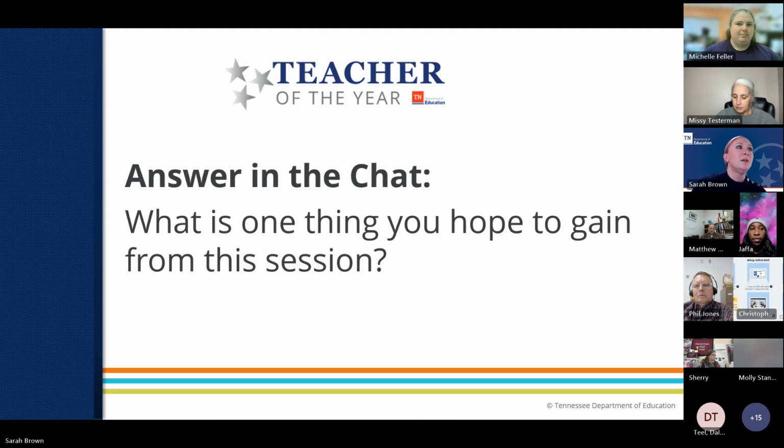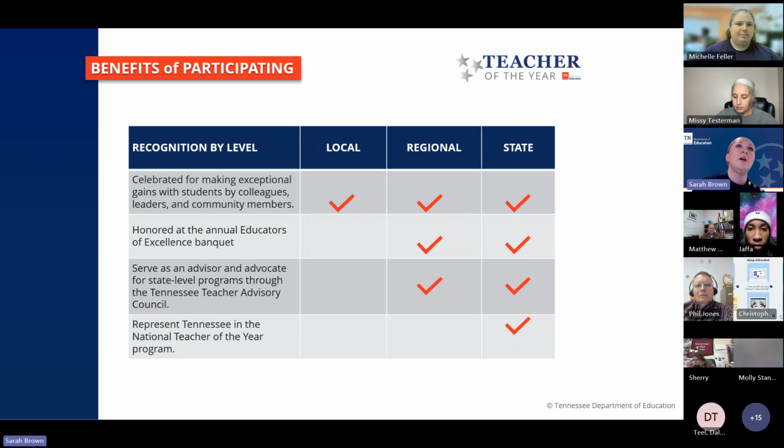forward. So, the benefits of participating. While the application process requires a little bit of time and attention to detail, there are many benefits to participating in this process. At the local level, you'll be recognized and celebrated by colleagues, leaders within your school, district, and community for the hard work and passion that you bring to Tennessee students each and every day. In some communities, school and district teachers of the year winners even receive recognition and awards underwritten by local sources. If you're named as one of the 9 region level finalists, you will have the opportunity to serve on the Tennessee Teacher Advisory Council.